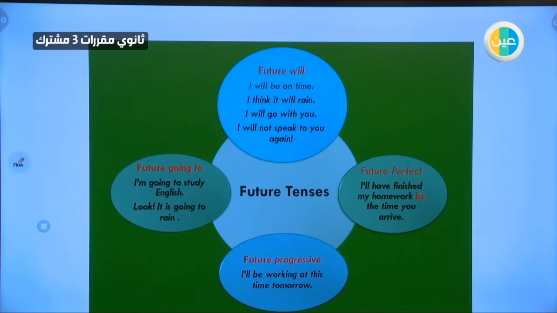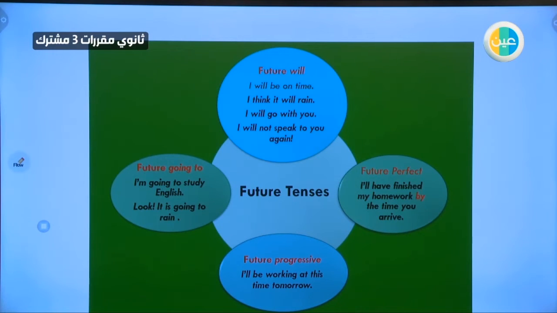Future perfect. I will have finished my homework. I will finish it by the time you arrive. Before the time you arrive, I will have finished my homework, okay? So this action will finish before another action. The other action is in the present, by the time you arrive, before the time you arrive. It's in present simple.